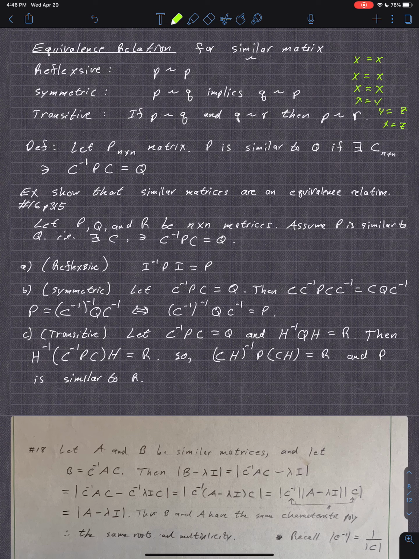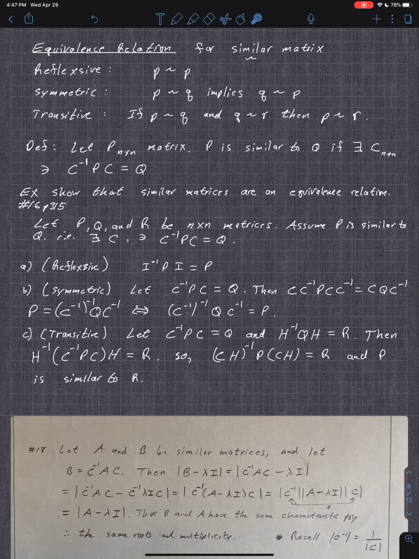So for similar matrix, I'm not going to leave this here because it's not a great example. But there's something you could easily look up. Just look up equivalence relations online, and you'll see some better examples of that. Okay.